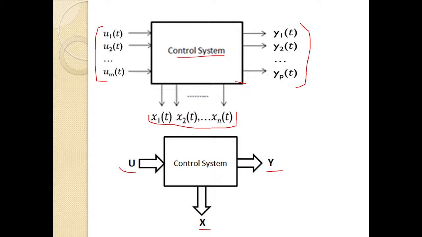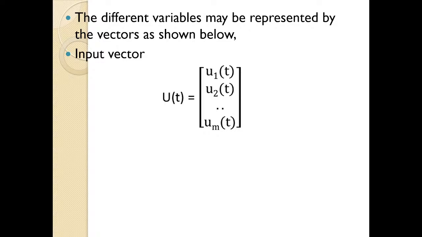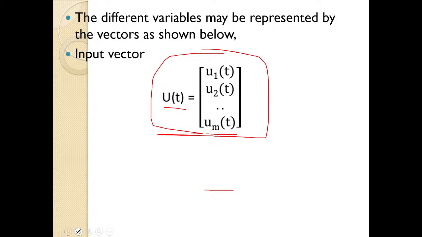Now, if you want to represent these inputs, outputs, and state variables in vector form, you can. Let us see how. These are our inputs, U of t. What are our input variables? U1 of t, U2 of t, up to Um of t. So this is the vector representation of the input. Just write it down.